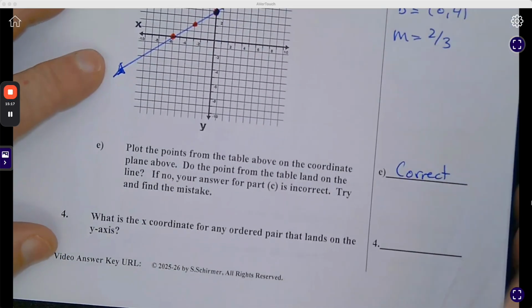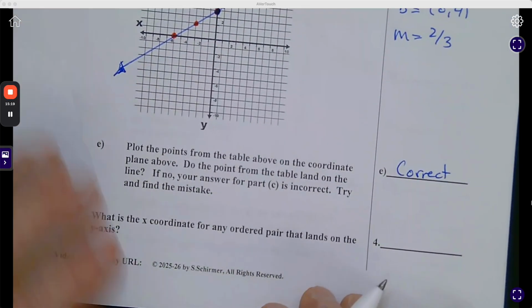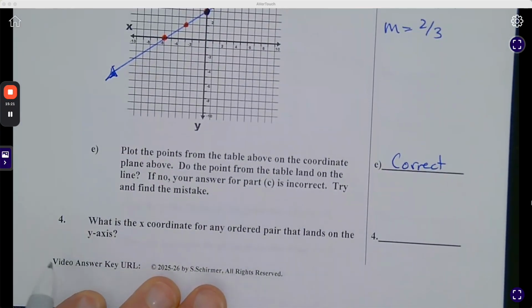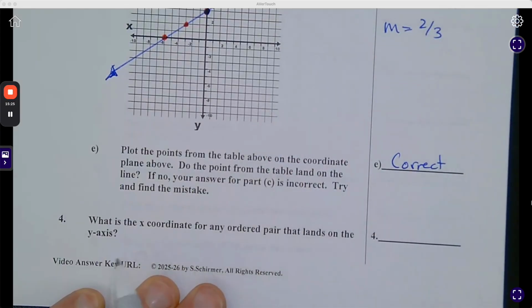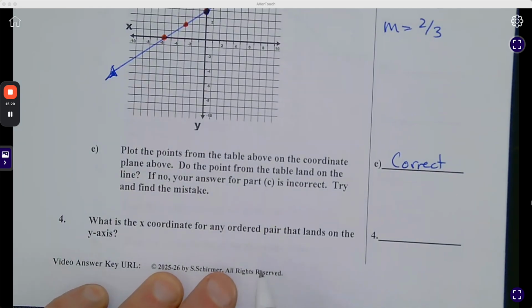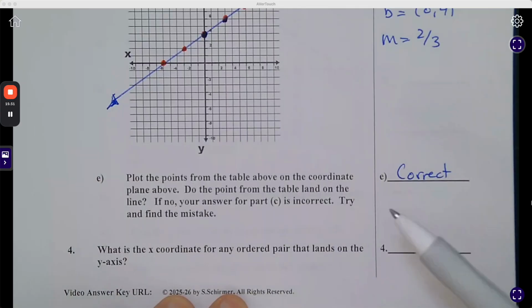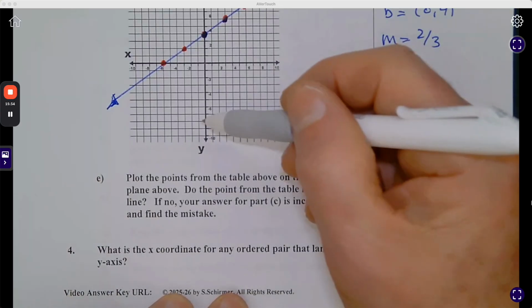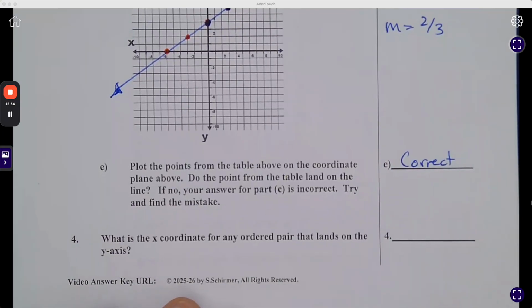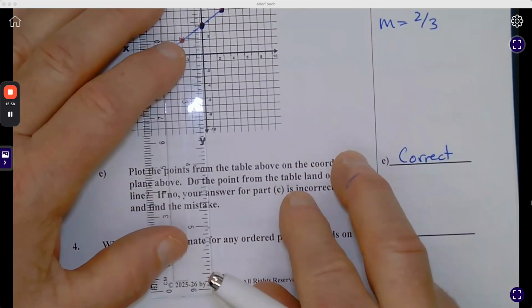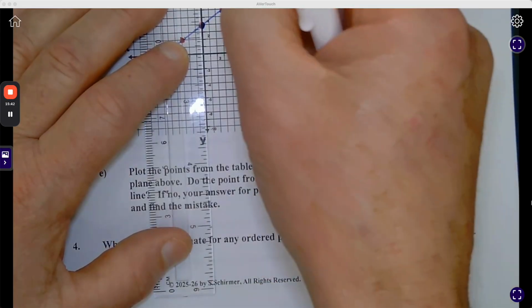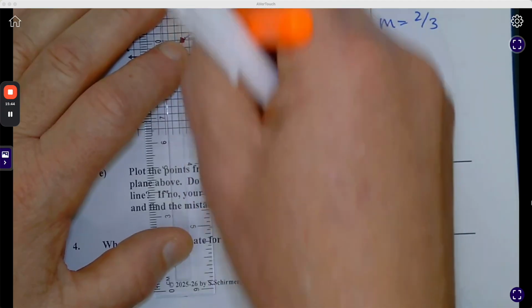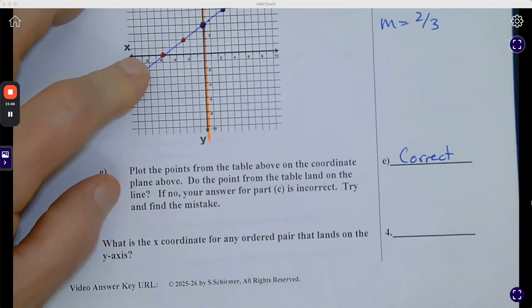What is the x-coordinate for any ordered pair that lands on the y-axis? Okay, this question, notice how it's number 4, so it has nothing to do with question number 3. What is the x-coordinate for any ordered pair that lands on the y-axis? Okay, let's think about it. If it lands on the y-axis, that means it lands on this right here, right? If it lands on the y-axis, then it lands somewhere on that orange.